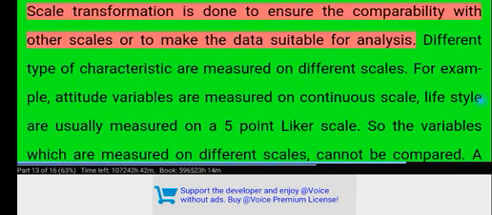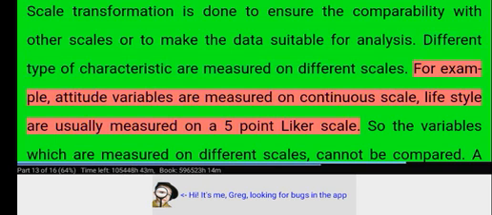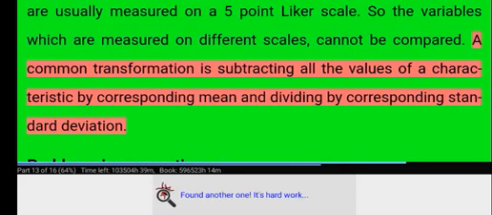Scale transformation. Scale transformation is done to ensure the comparability with other scales or to make the data suitable for analysis. Different types of characteristics are measured on different scales. For example, attitude variables are measured on continuous scale, lifestyle are usually measured on a 5-point Likert scale. So the variables which are measured on different scales cannot be compared. A common transformation is subtracting all the values of a characteristic by the corresponding mean and dividing by the corresponding standard deviation.